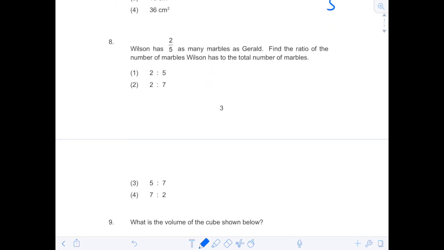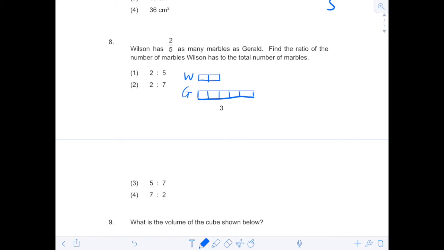Question 8. Wilson has 2/5 as many marbles as Gerald. Find the ratio of the number of marbles Wilson has to the total number of marbles. Alright, so if Wilson has 2/5 as many marbles as Gerald, now if you want, you could draw a model for Wilson and Gerald. Wilson, you're going to have 2 units, and Gerald, you're going to be having 5 units.